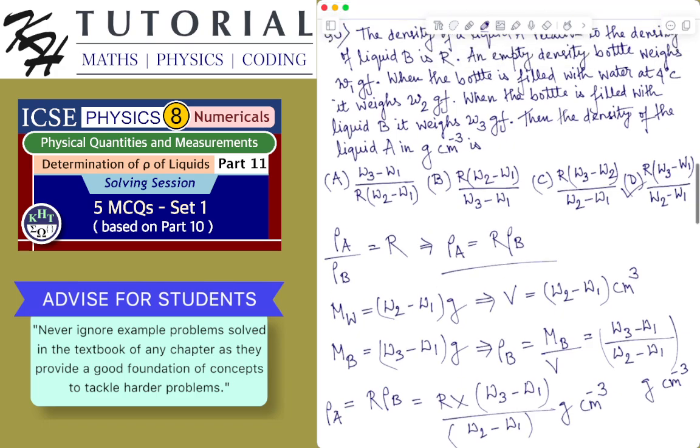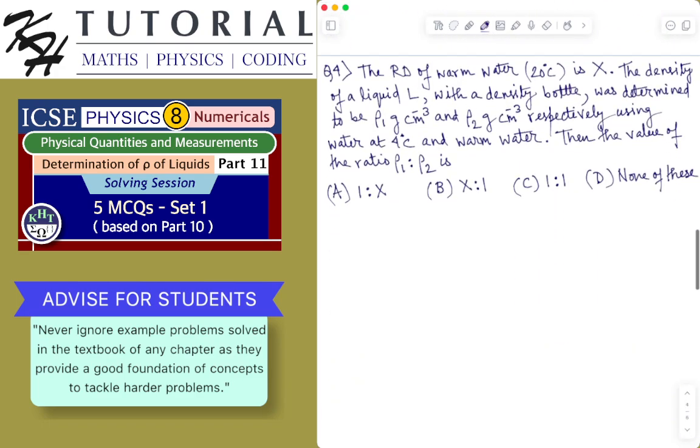Okay, let's see the next problem. Question number 4. The relative density of warm water, which is at 20 degrees centigrade, is X. The density of a liquid L with a density bottle was determined to be rho 1 gram per centimeter cube and rho 2 gram per centimeter cube respectively, using water at 4 degrees centigrade and warm water. Then the value of the ratio rho 1 is to rho 2 is?